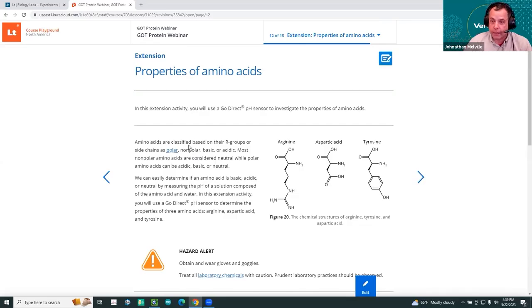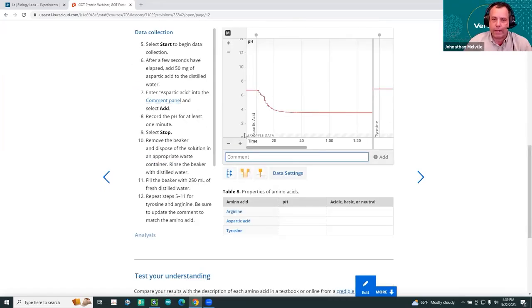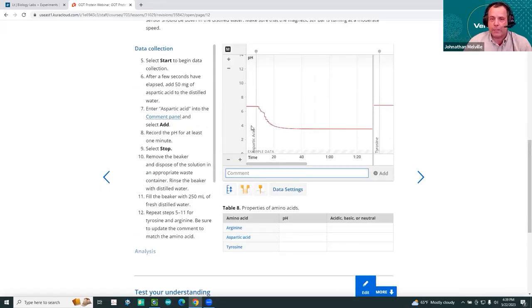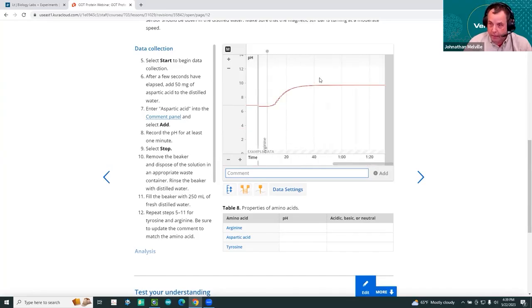Last but not least, there's an extension where you can look at different amino acids. And I just wanted to show you that here, that if you have a GoDirect pH probe, I can just show you here that aspartic acid, which is an amino acid, well, guess what? It's acidic. Here's tyrosine, which is just very neutral. And then arginine is basic. So you can also show students that these things that we talk about, amino acids being basic, neutral, or acidic, you can actually really measure them too.